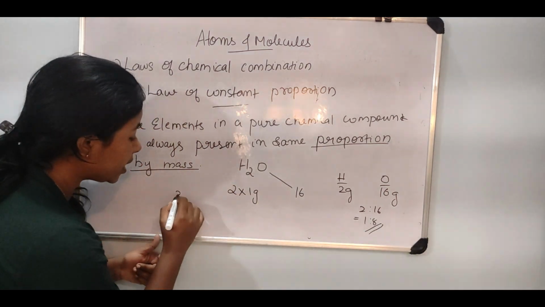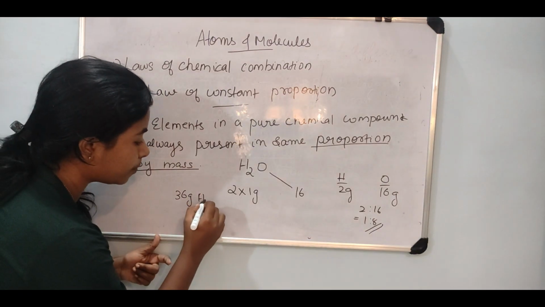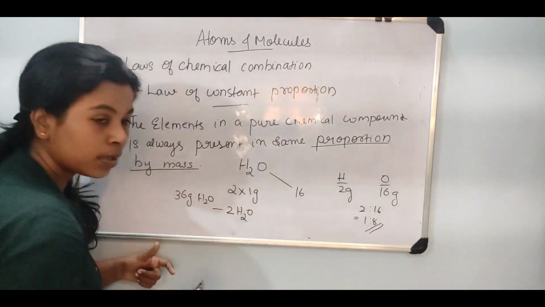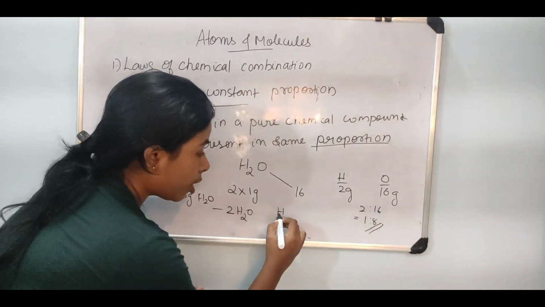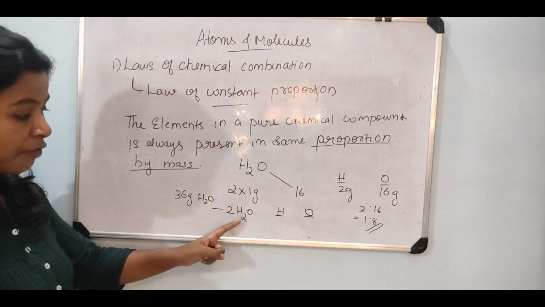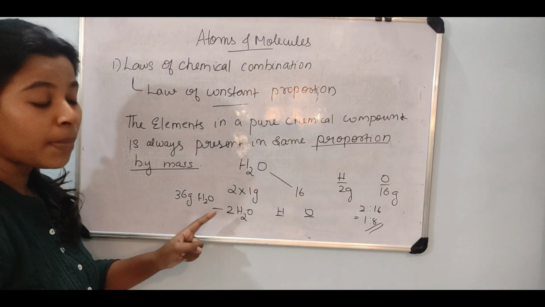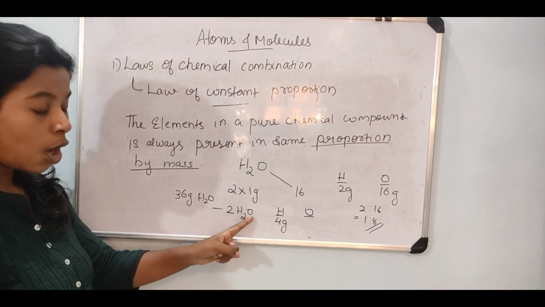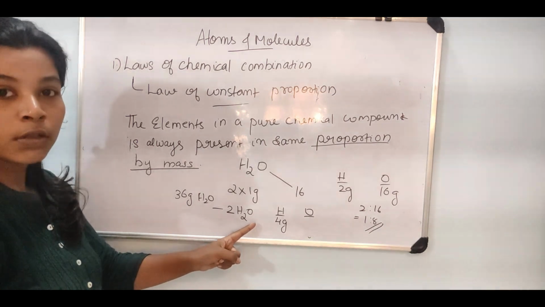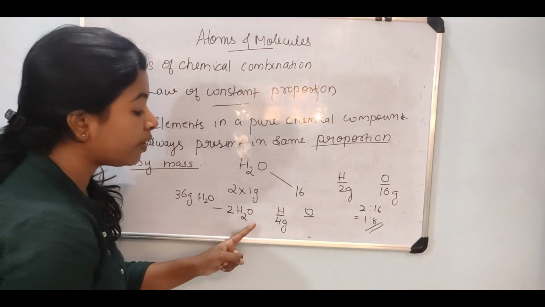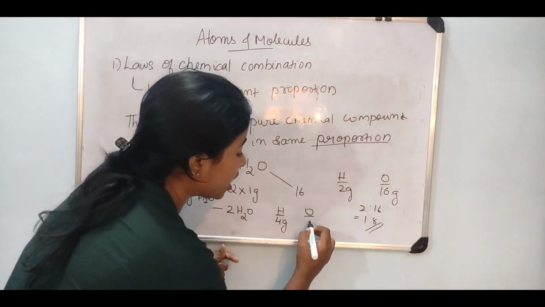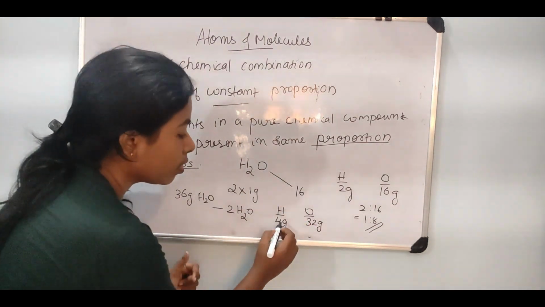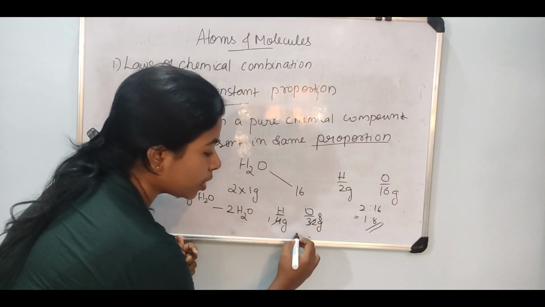See, we are taking 36 grams of H2O. Okay, means what? It is 2 molecules of H2O. Here, what is the mass of hydrogen? There are 4 atoms of hydrogen. So the mass will be 4 into 1 is 4 grams. Okay. Now, how many atoms of oxygen are there? 2. So the mass of oxygen will be 2 into 16, that is equal to 32 grams. Now, what is the ratio between hydrogen and oxygen? 4 ones are 4, 4 eights are 32, that is 1 is to 8.